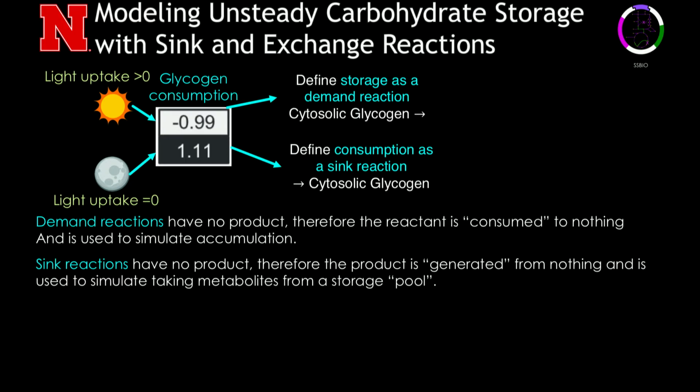So, basically you will have on the right hand side cytosolic glycogen, sorry, I said it the other way around, but you got the point. So, demand reaction is like this, storage reaction is like this, because you are storing glycogen, and that's how you can afford a sink and a demand in the model.